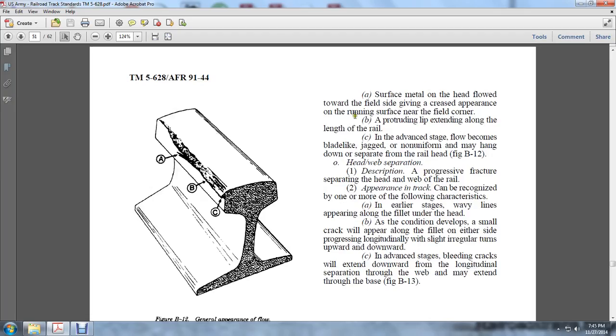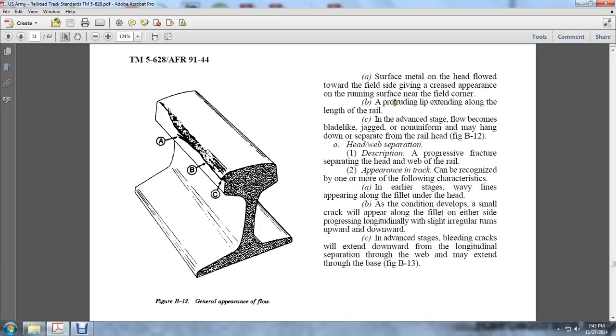Surface metal flows together on each side, giving a changed appearance to the running surface of the field corner, with a protruding lip extending along the length of the rail. In an advanced stage the flow becomes blade-like, jagged, and non-uniform, hanging down. Head and web separation. Description: a progressive fracture separates the head from the web of the rail.